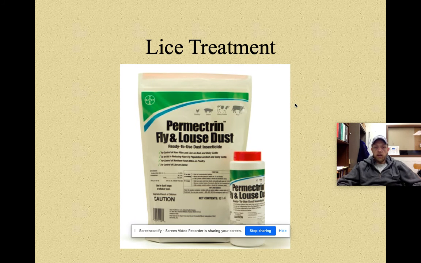The best resolution for livestock is going to be permethrin, which is a louse treatment. It's a dust. Big thing to watch with this stuff is that you don't inhale it. It's a powder, and it's not good for your body. So just be aware of that. Make sure you're downwind if you're applying it.